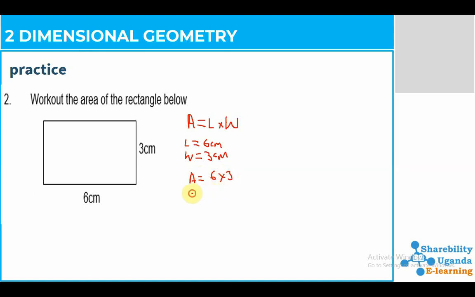That means our area shall be equal to the product or the multiplication of 6 and 3. What do we get when you multiply 3 times 6? That is by 2, 12, by 3, 18. So here we shall get our 18 centimeters.